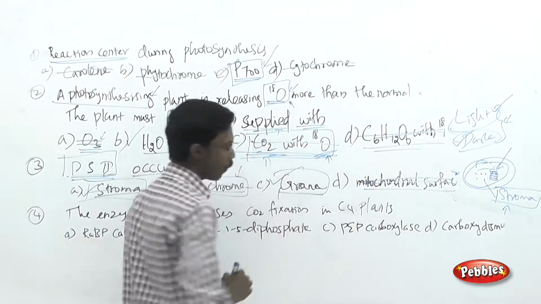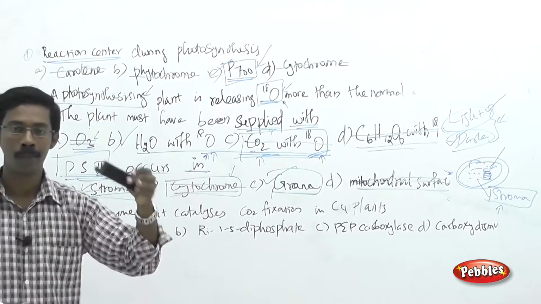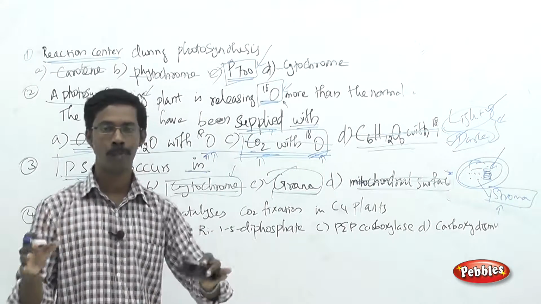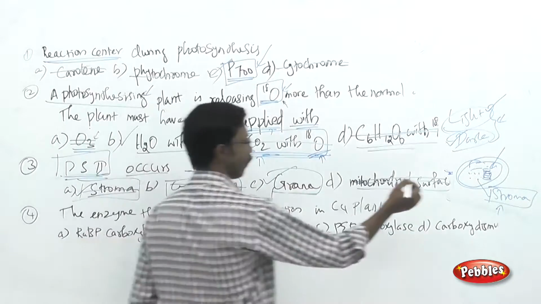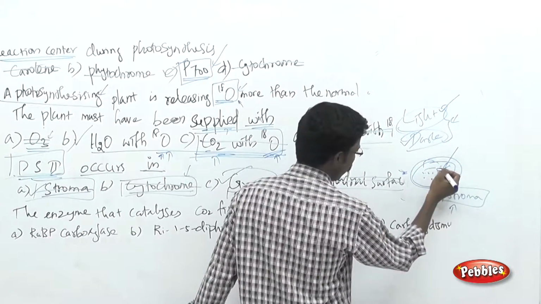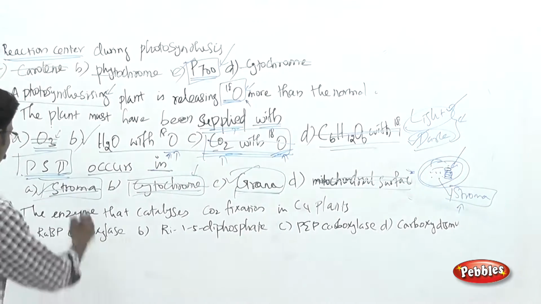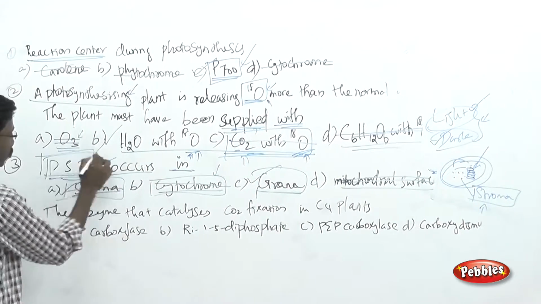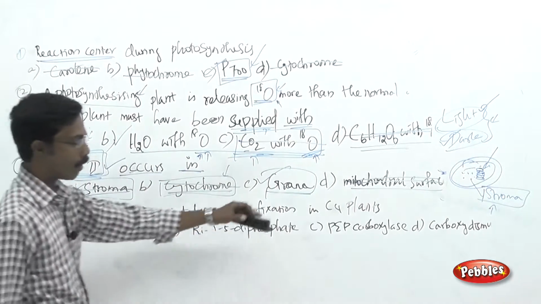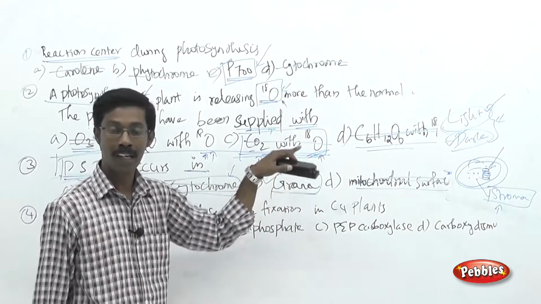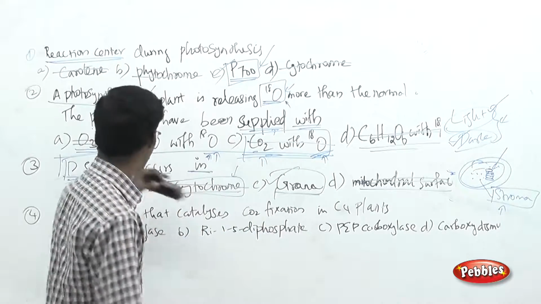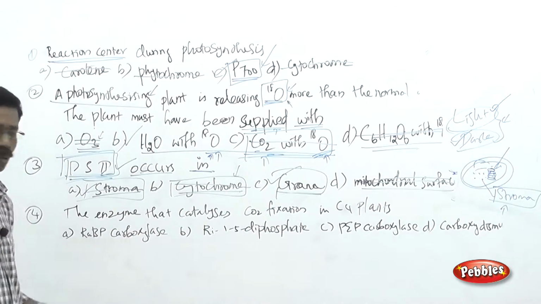Grana is nothing but the modification or the arrangement of the thylakoids one above the other. They form the grana, and in the grana, the inner side of the membrane possesses the particular PS2 system. Okay, so the photosystem 2 occurs in the grana or the membranes of the thylakoid. The inner side of the thylakoid membrane will have the PS2.